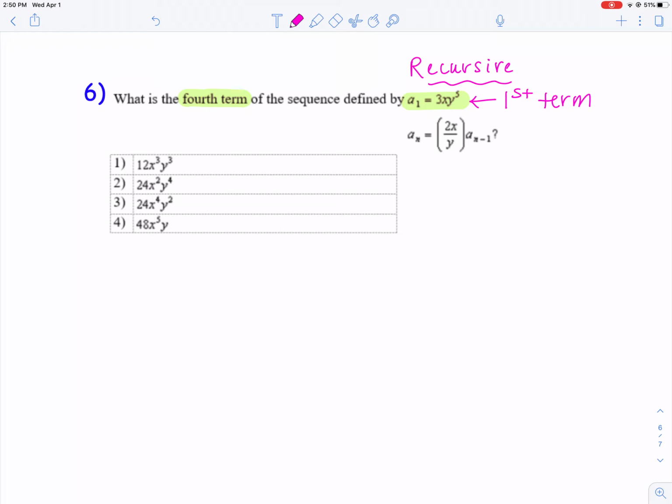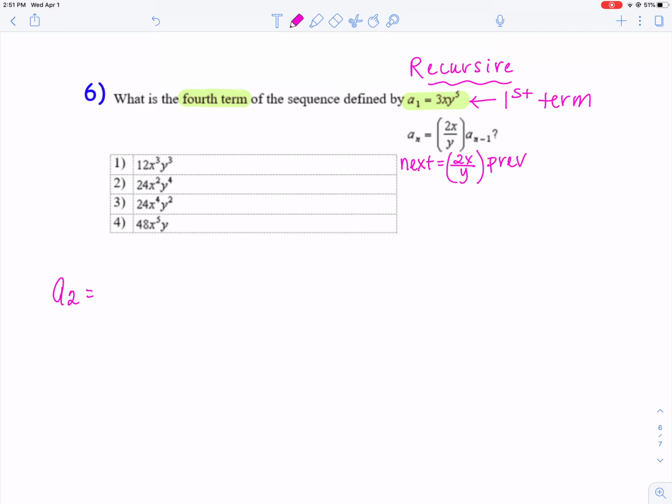And then here's the rule. To get to your, this is what this means. To get to your next term, take 2x over y and multiply it by the previous term. All a sub n minus 1 means is the term before it. So the first term that I could potentially get is the second term. I can't immediately jump to the 4th term until I have the third term. But I can't get the third term until I have the second term. Now, I can't get the second term until I have the first term, but I have the first term.